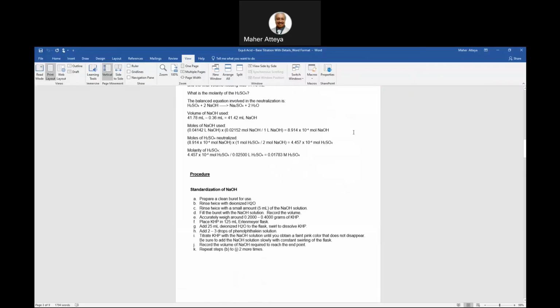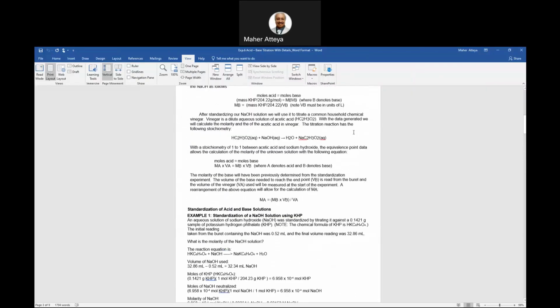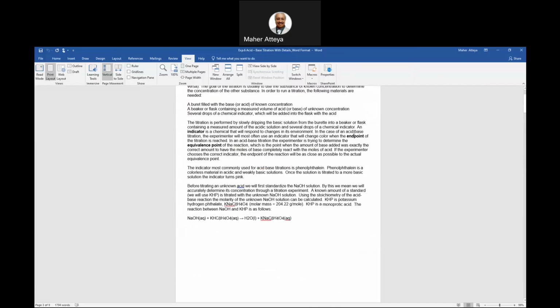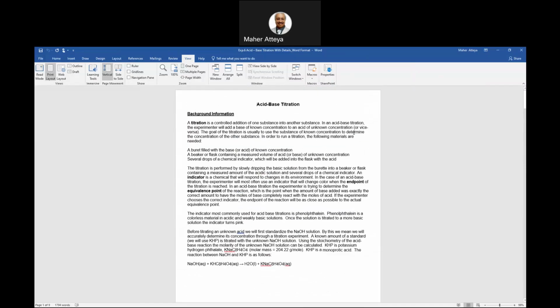Today, experiment number 6 is about titration. What is the synonym for titration? Somebody tell me another name for titration. If I give you a quiz, what is titration? Titration means neutralization of an acid with a base.